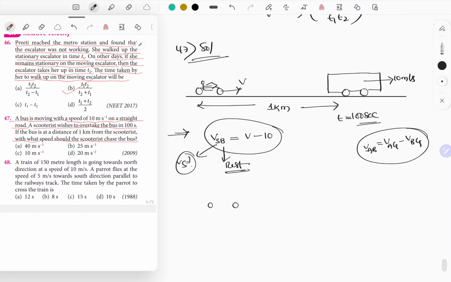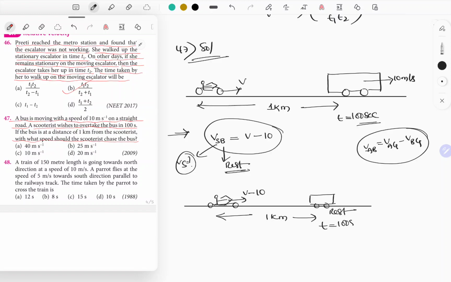Now let me draw the relative diagram. In the relative diagram, who is at rest? The bus is at rest. The scooter is moving with the velocity of v minus 10. Try to understand, this is in relative terminology. Whenever you are drawing relative terminology, an object must be at rest with respect to the other. That's the advantage of relative terminology. So what is the distance of separation? It is going to be 1 kilometer. Time taken to cross this is 100 seconds.